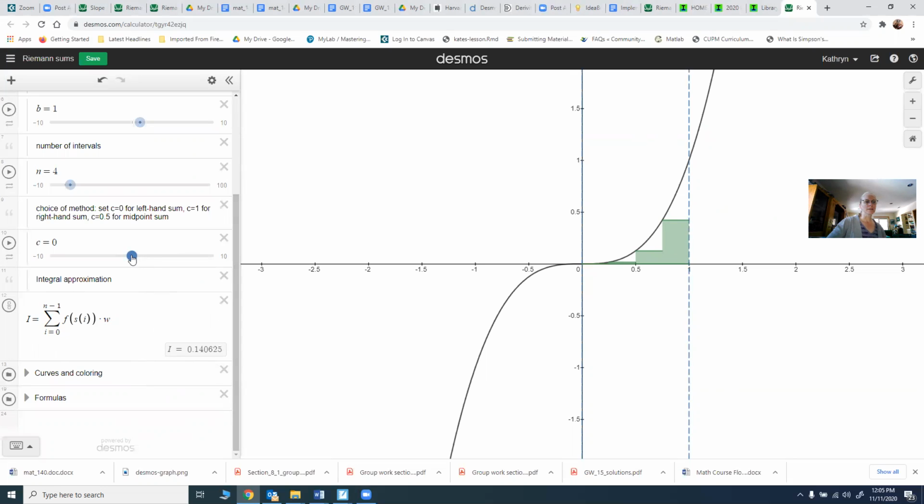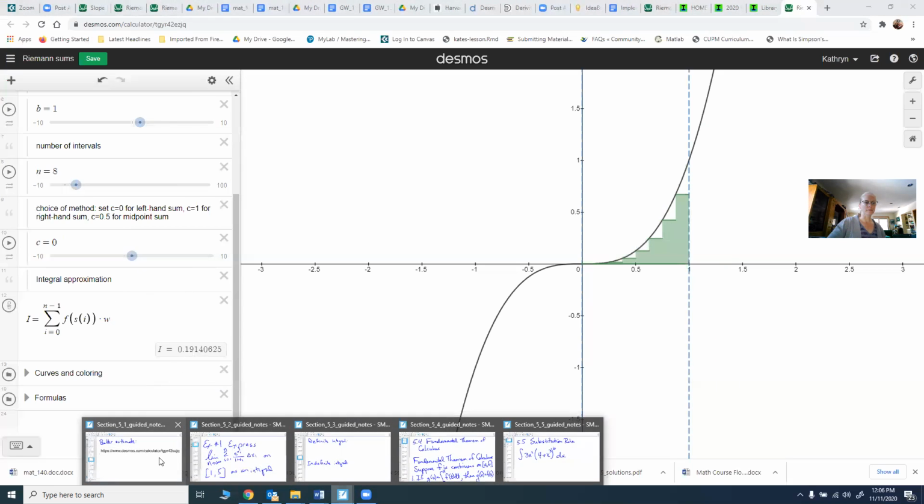If I change this C equals 0 to C equals 1, then it's got my right endpoints. Notice again, we have that extra space here. And again, it tells me that's 0.390625. If I went ahead and increased my n to, let's say, 8, then it's telling me that that adds up to 0.3164. If I changed this back to C equals 0, so it gets my left endpoint sums, it's 0.191. So I get a little bit better estimate when I made a few more rectangles.